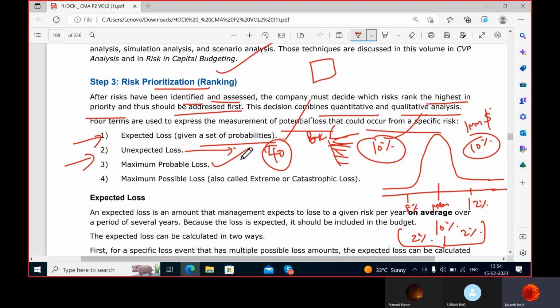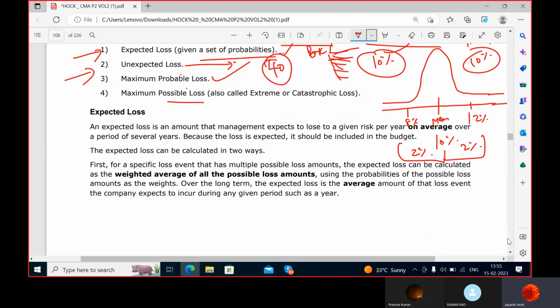Then maximum probable loss. That means what is the maximum loss that can happen, the maximum possible loss. What do you mean by probable and possible? Probable means there are chances. Possibility is not confirmed that this is the amount, but possible losses are confirmed. Okay. Right.